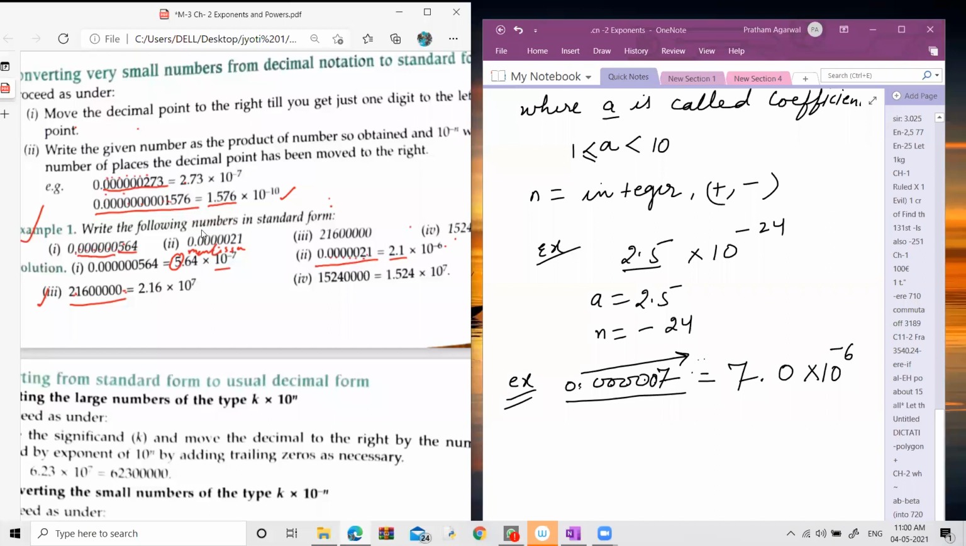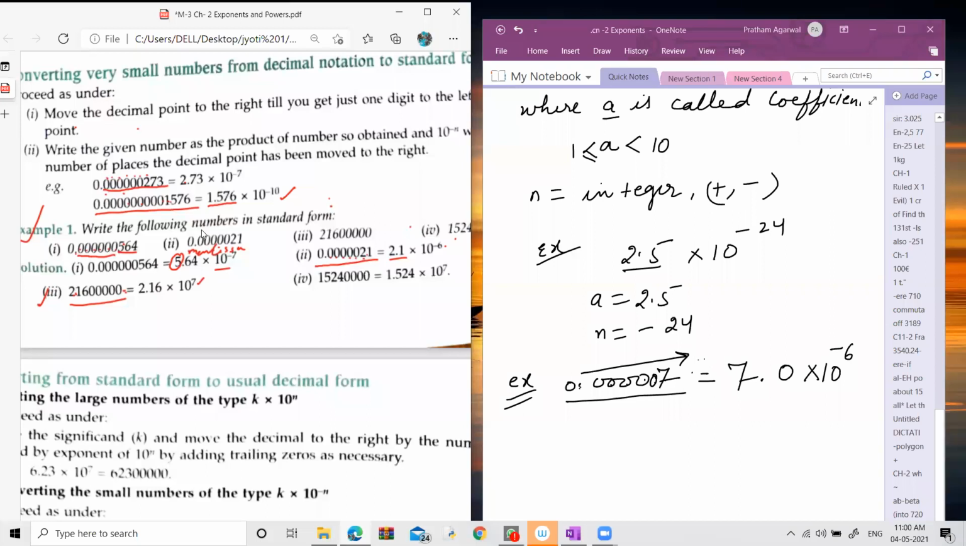Okay, so 7 places you are shifting the decimal from right to left. That's why we have to put 7 as the power on 10. Here you are shifting the decimal from right to left, that's why the power is positive.